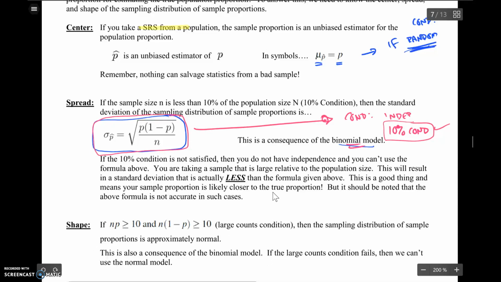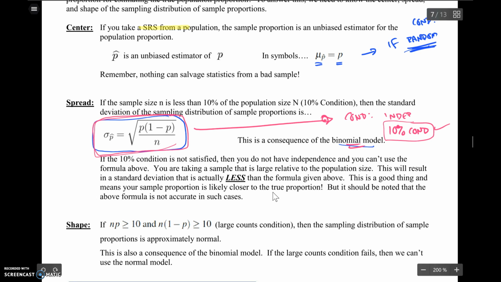If you're wondering how good it is or why it's the 10% condition, do that BAPS worksheet about the finite population correction. But you don't need to worry about it. Just plug it into the formula: pq divided by n, take the square root.